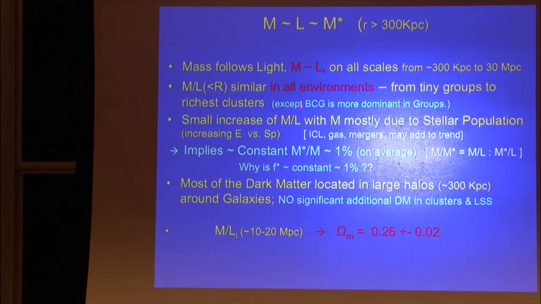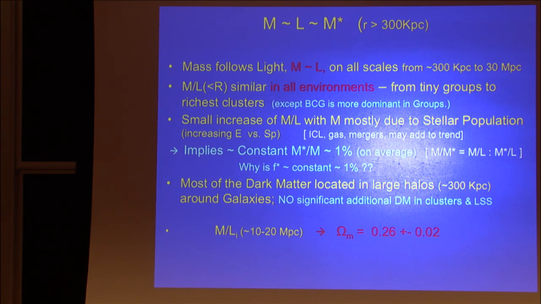Anyway, these are some of the results. The mass follows light. It's the same in all environments, from the smallest groups to clusters, all the way to cosmic scales, and even inside all these systems. And it starts at 300 kiloparsecs or so, a few hundred kiloparsecs, except for the BCG. We see the stellar population effect. We see the constant stellar fraction at 1%.